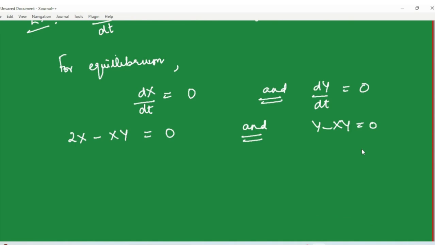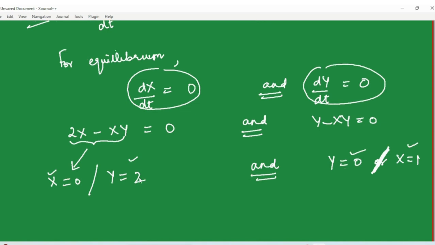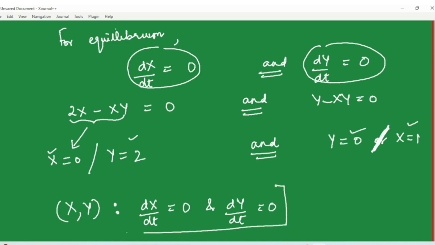Now how many possibilities are there for this expression to be 0? Since x is common, you can either have x to be 0 or y to be 2. And together with this, what do you want? Here y is common, so either y should be 0 or x should be 1. So this equation will be 0 if either this is true or this is true, and this equation will be 0 if either this is true or this is true. Now we have to combine. We want those ordered pairs such that dx by dt is also 0 and dy by dt is also 0. That's the definition of equilibrium. This is what I am looking for.